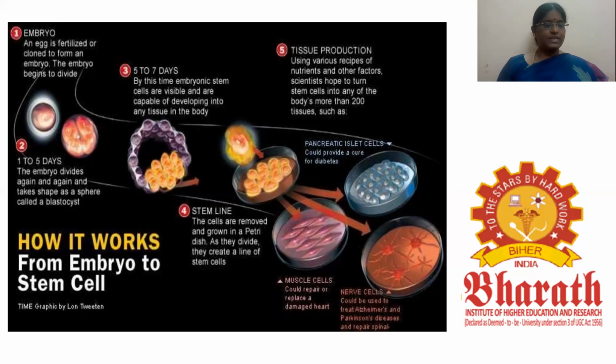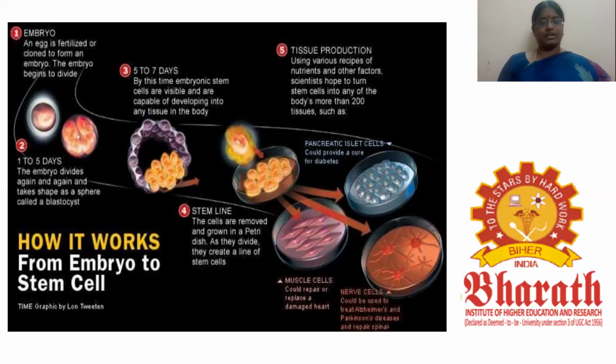In 1 to 5 days, the embryo divides again and again and takes shape as a sphere, which is called a blastocyst. And then the third one, the 5 to 7 day embryo, is produced. At this time, embryonic stem cells are visible and are capable of developing into any tissues in the body. And then the stem lines are produced. Here in stem lines, the cells are removed and grown in a petri dish. As they divide, they create a line of stem cells. This stem line process is an in vitro process.